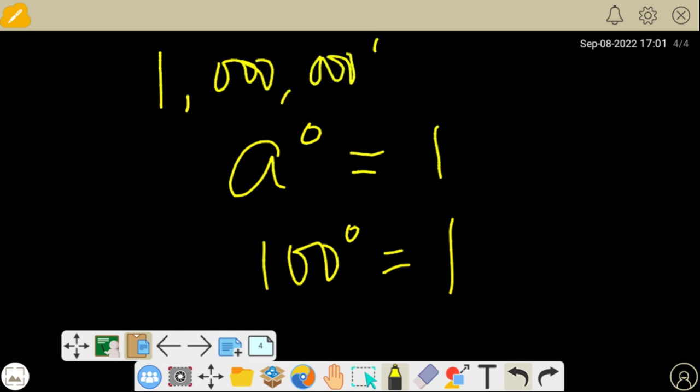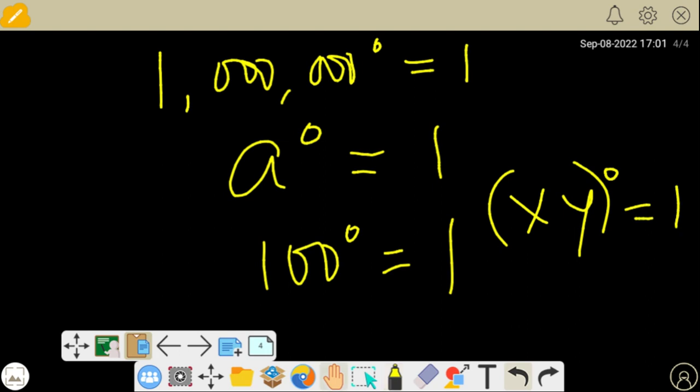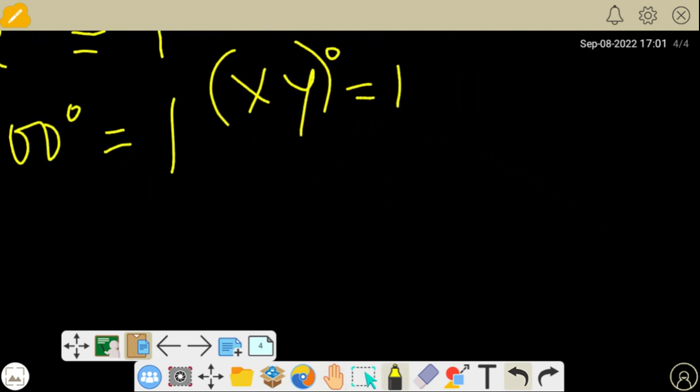raised to 0 is equal to 1. What about x, y raised to 0? The quantity xy raised to 0 is equal to 1, except if and only if it is written as xy raised to 0.